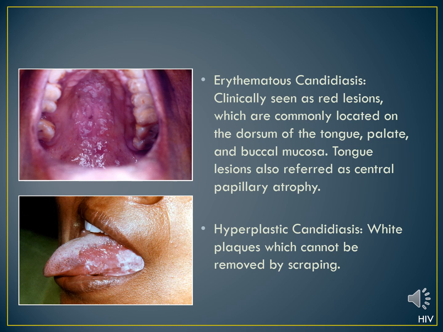And lastly, there is also hypoplastic candidiasis. This lesion is characterized by white plaques which cannot be removed by scraping, and this is usually seen on the lateral border of the tongue.